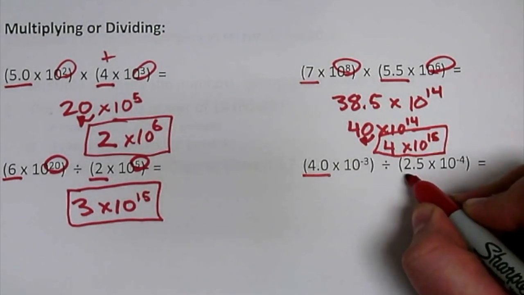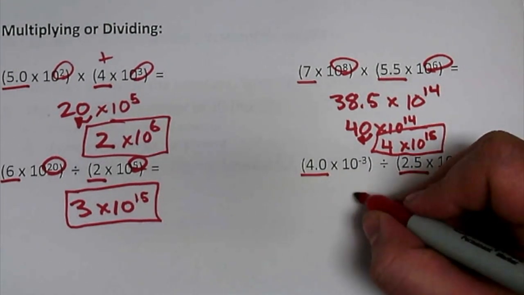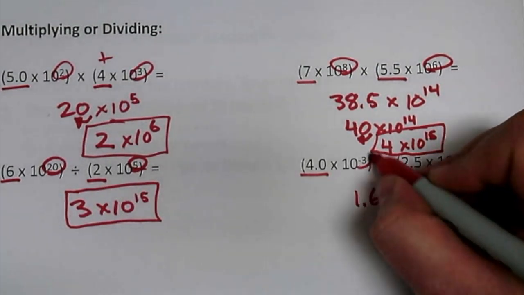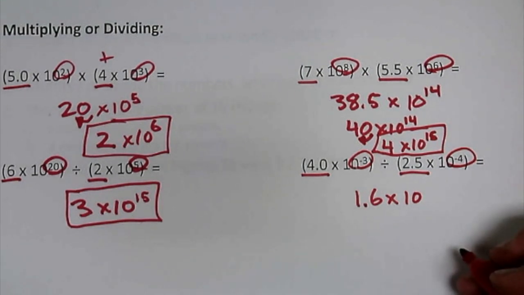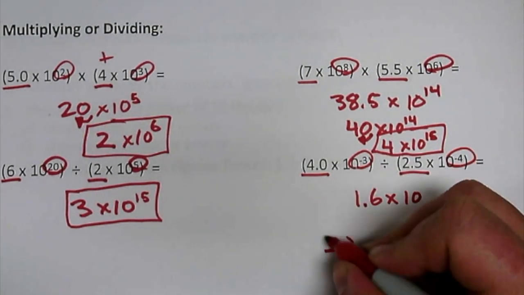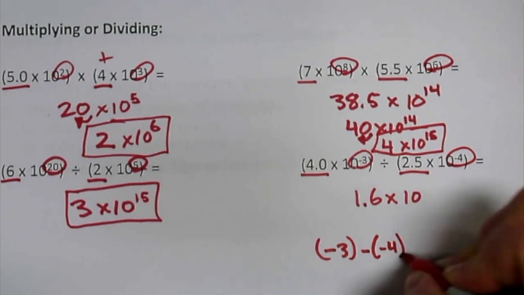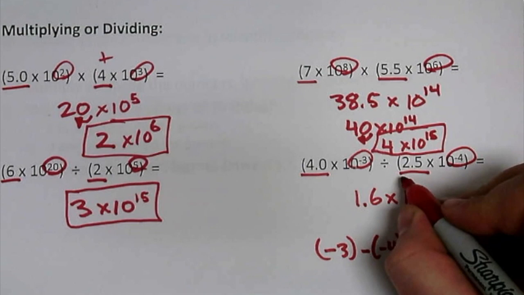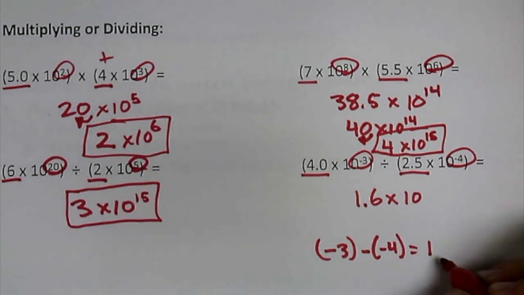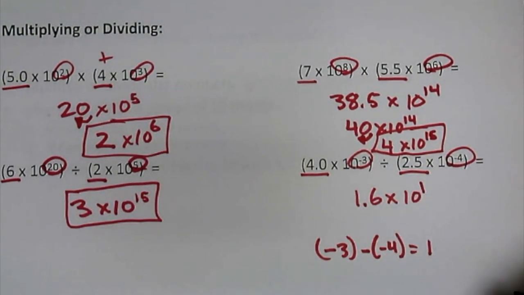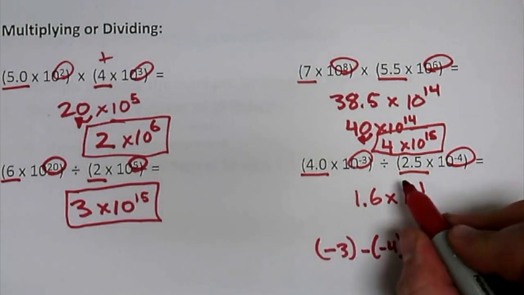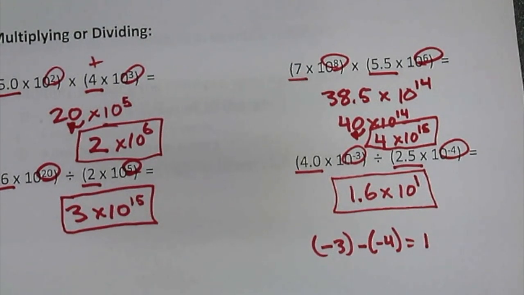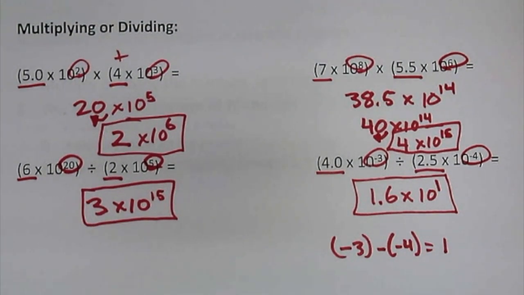I'm going to divide 4.0 by 2.5, and I get 1.6 times 10 to the power of. Now I'm going to take negative 3 and minus negative 4. Just to be clear here, negative 3 minus negative 4 is 1. Okay, I'm subtracting because it's division, but that's actually a positive 1. So this is actually a power of 1 here. This has two significant figures, and this has two significant figures, so that actually already has two significant figures, which it should. So that's how you multiply or divide in scientific notation.